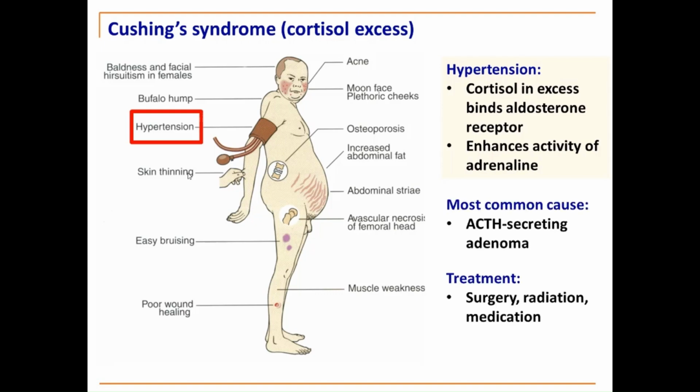And as we've said, the most common cause of Cushing syndrome is Cushing's disease, which is an ACTH secreting adenoma from the anterior pituitary. Treatments include things like surgery, radiation, and a variety of medications as well.